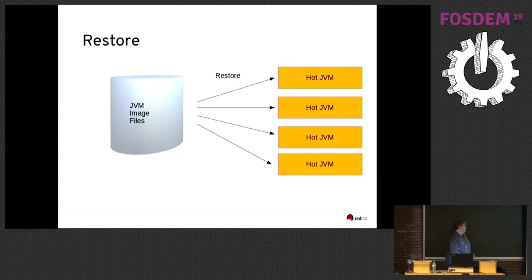Another thing that's cool is once you have those JVM image files, you're not limited to restoring it once. So let's say you have an application that has a large startup time. You can build it up, write out an image, and then later on when you're running it, you can say, hey, I'm going to run it here, here, here, and here. So this is another way to deploy your Java applications.